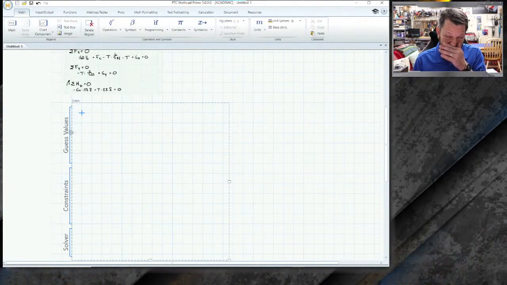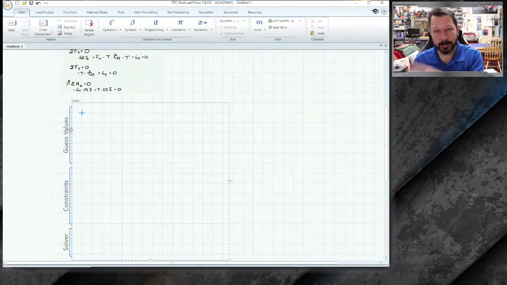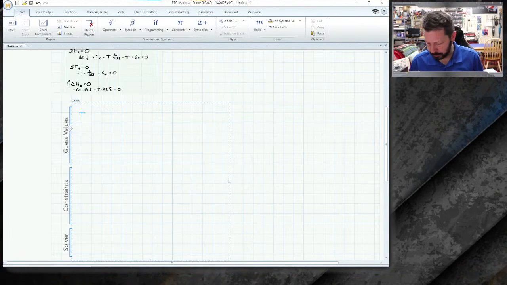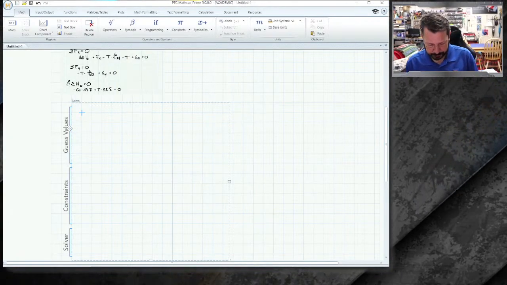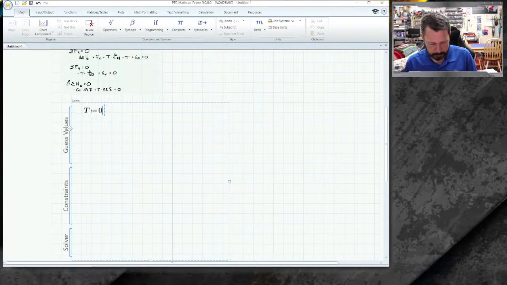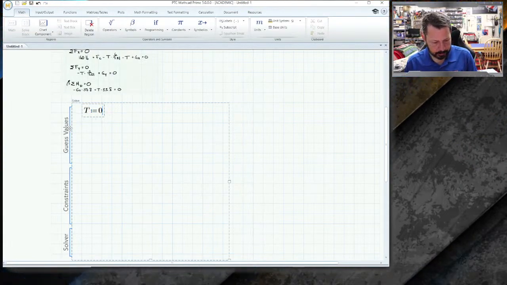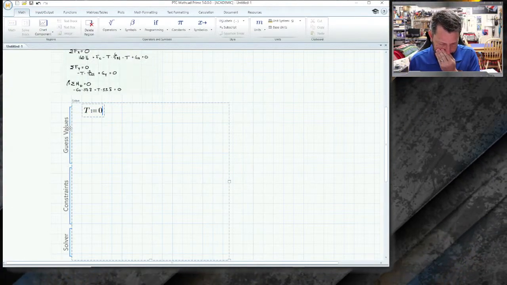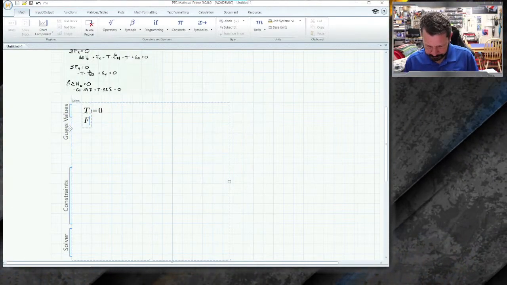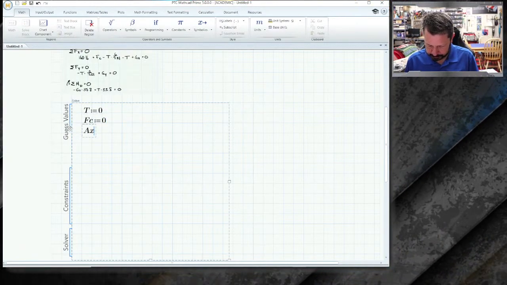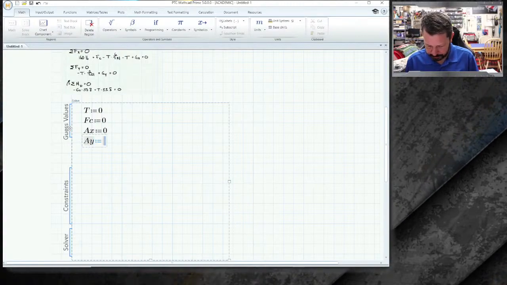Remember, you have to have an initial guess for all of the variables in your solve block. So I have 6 different variables. We need an initial guess for all of them. So let's just do that. T, we're going to is 0. I don't think there's any reason to use units on this either. We'll leave the units off. FC is 0. AX is 0. AY is 0.